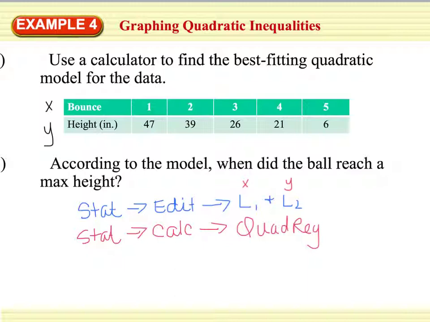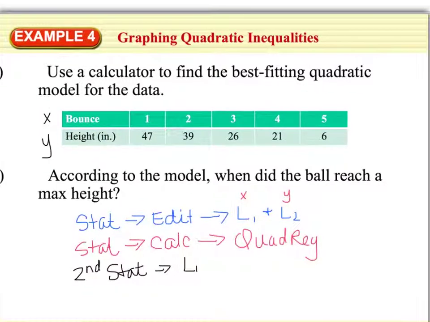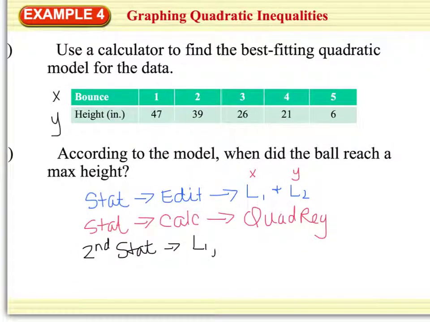Now I'm going to hit second stat, and what you should see on your screen is L1, L2, L3, and so on. If you use L1 and L2 for your X and Y values, we're going to go L1, hit enter, and then type in a comma, which comes right above the number 7. Then I'm going to go back to second stat and pick L2. If you use L2 and L3, you're going to select L2 first and L3 here, or whatever list you've got there.